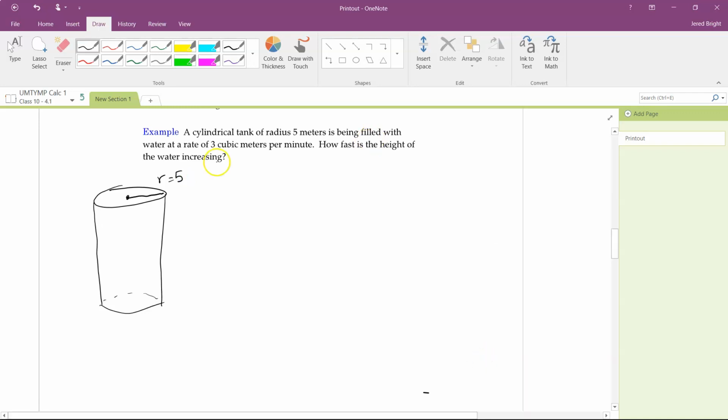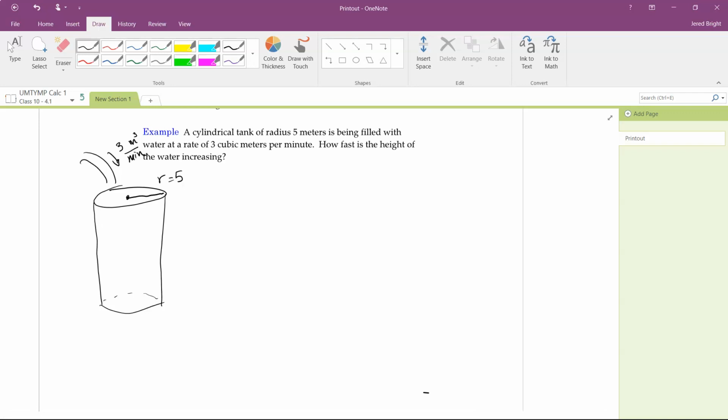It is being filled with water at a rate of 3 cubic meters. So there's some water coming in, and it's coming in at 3 cubic meters. Oh, cubic meters, not cubic centimeters. Cubic meters per minute. And we want to know how fast is the height of water increasing. So I drew a picture.